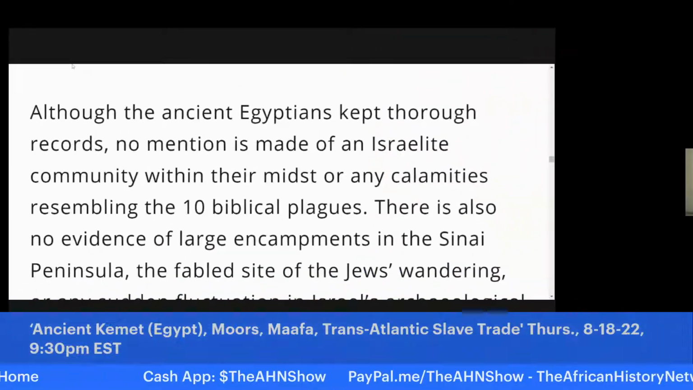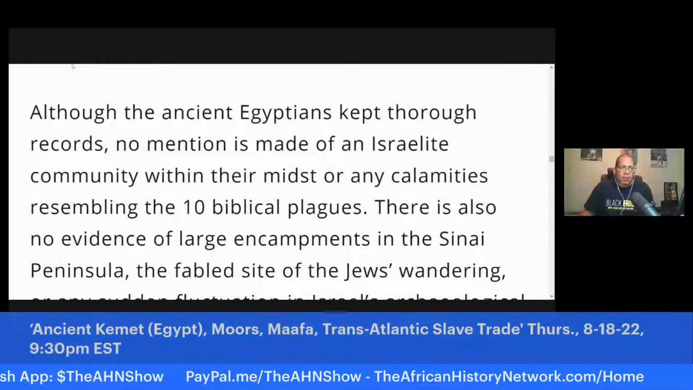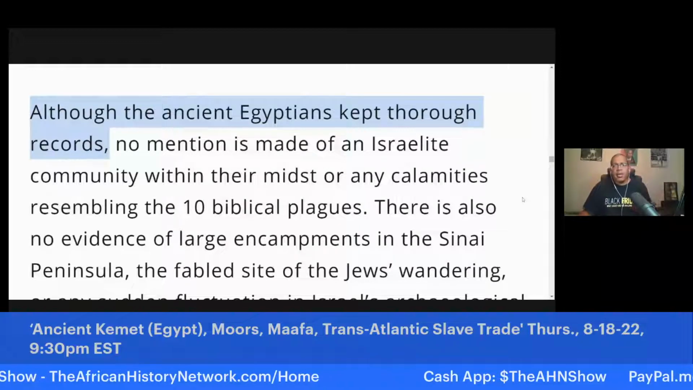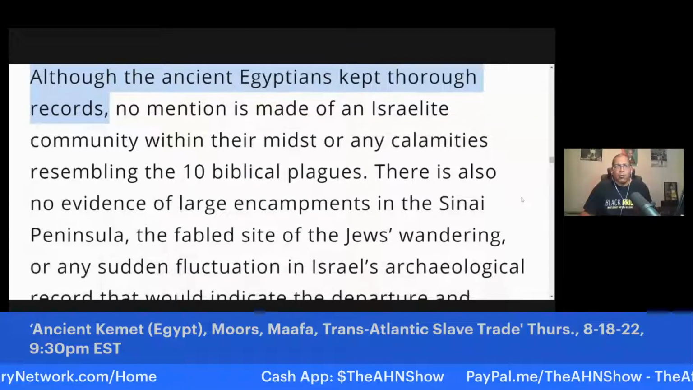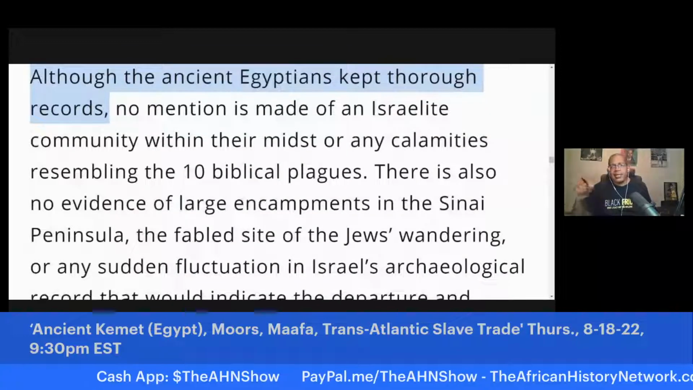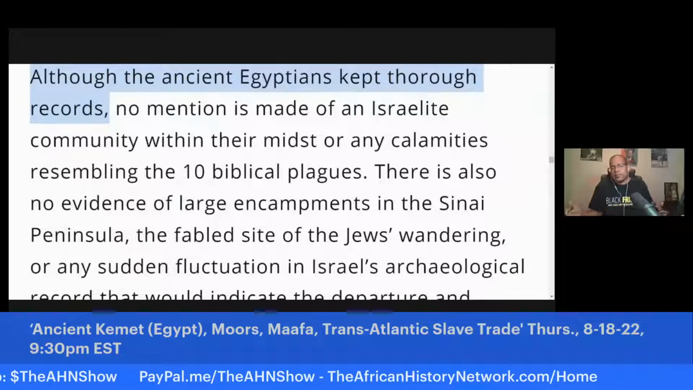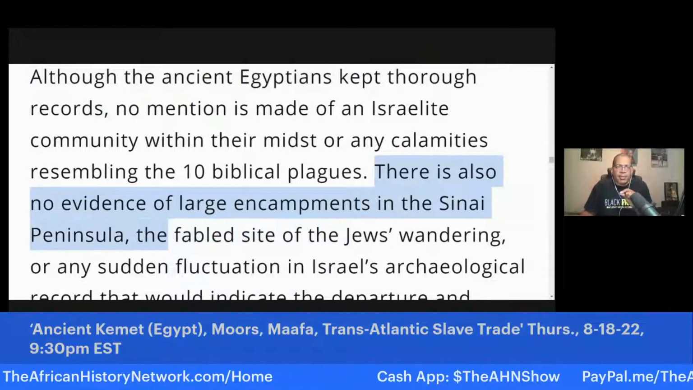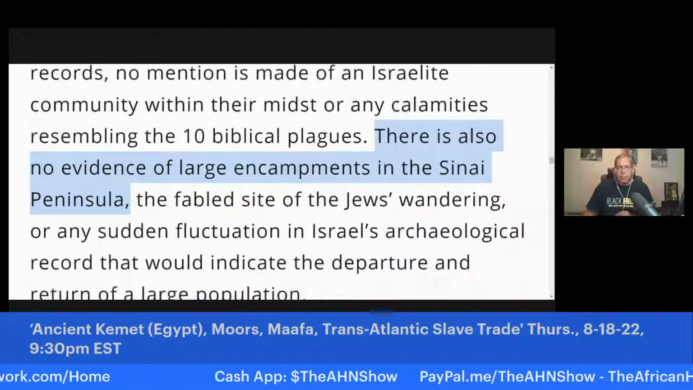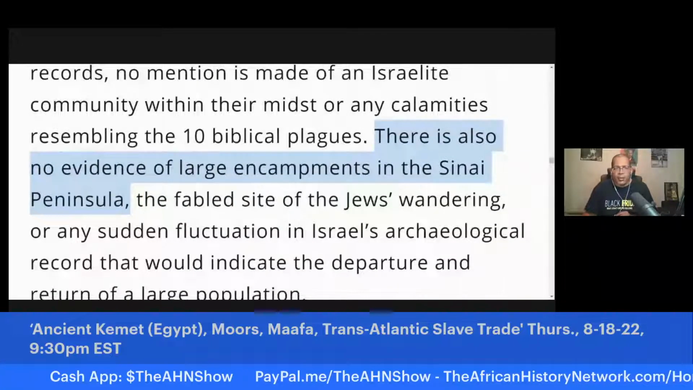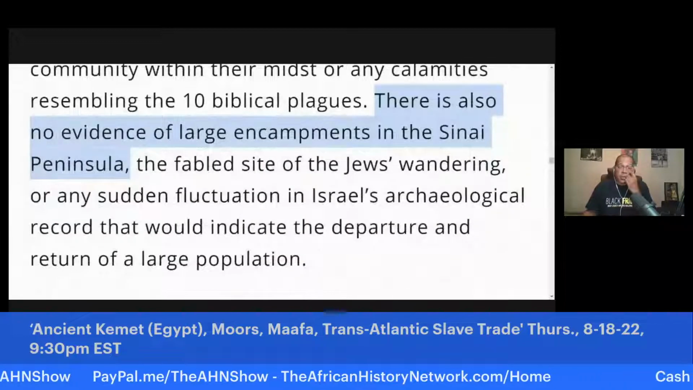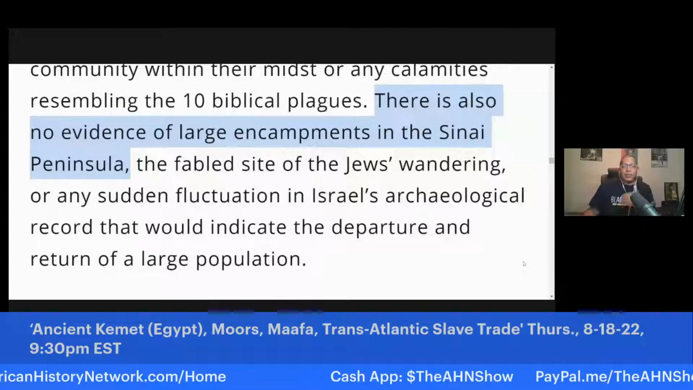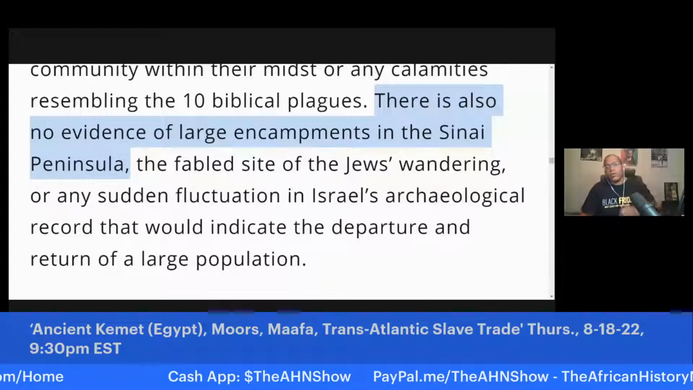Then, okay, let's continue here. Although the ancient Egyptians kept thorough records, no mention is made of an Israelite community within their midst or any calamities resembling the 10 biblical plagues. There is also no evidence of large encampments in the Sinai Peninsula, the fabled site of the Jews' wandering, or any sudden fluctuation in Israel's archaeological record that would indicate the departure and return of a large population.